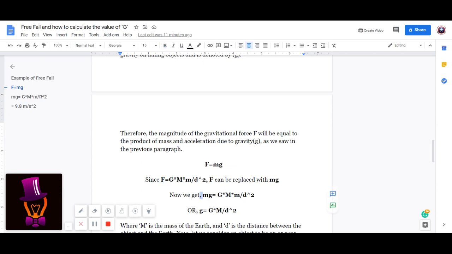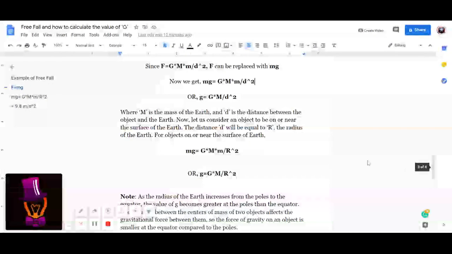So mg is equal to the remaining things on the right side, which is the same. So mg is equal to capital G into capital M into small m by d square, or small g is equal to capital G into capital M by d square. It becomes like this because the small m on the left and the small m on the right get cancelled. So the remaining on the left side will only be small g, and the remaining on the right side will be capital G into capital M by d square, where capital M is the mass of the Earth, the bigger object, and d is the distance between the object and the Earth.